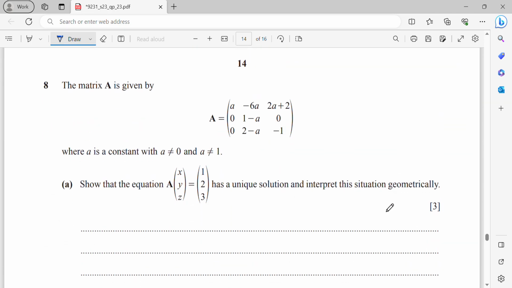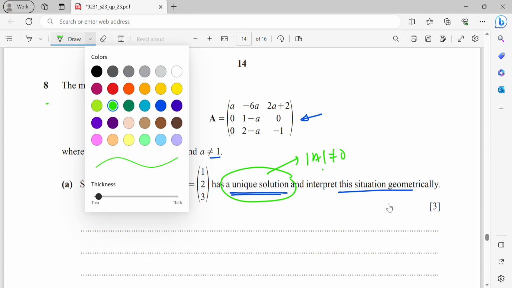Alright. Now for question number 8. The matrix A is given by this. This is a 3 by 3 matrix where a is not 0, a is not 1. Show that the equation A times (x, y, z) equals (1, 2, 3) has a unique solution, and interpret this situation geometrically. So for unique solution, just for information, unique solution means that the determinant of A is not 0. So now I need to prove that it is not 0 here.